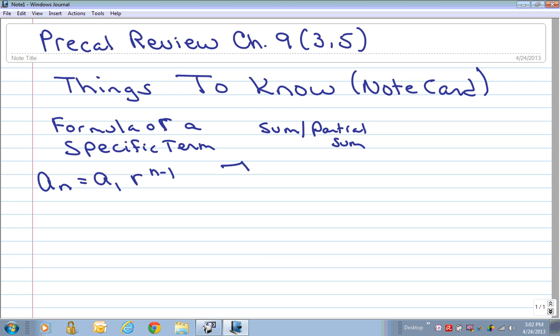For a series, in other words, when we're summing things up, for a partial sum, often denoted by the sigma notation, that means sum, or sometimes s sub n for sum, your formula will be a sub 1 times 1 minus the ratio raised to the n power, all divided by 1 minus the ratio. And that's for summing things up.